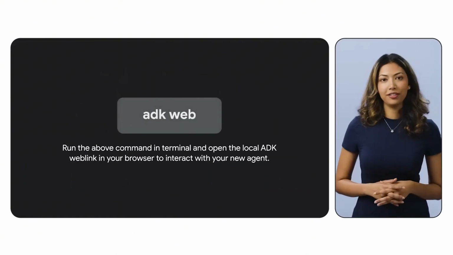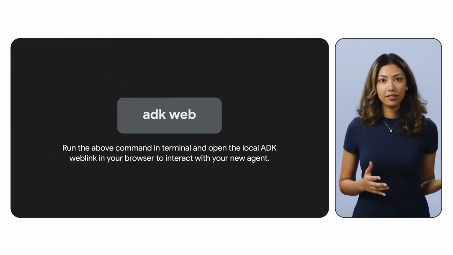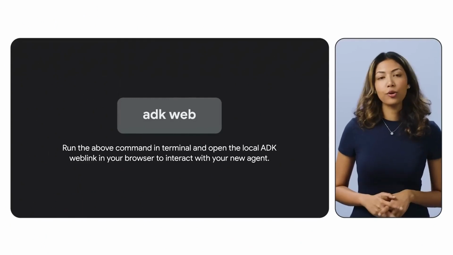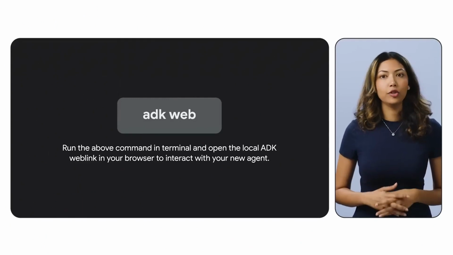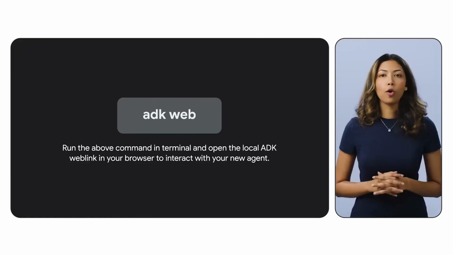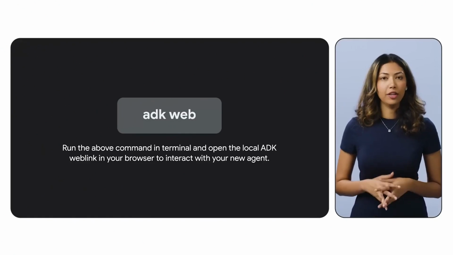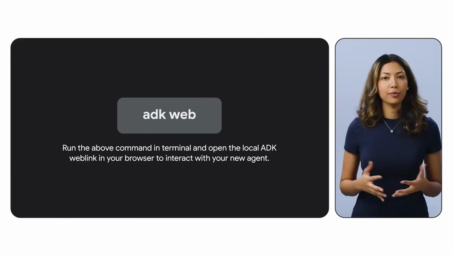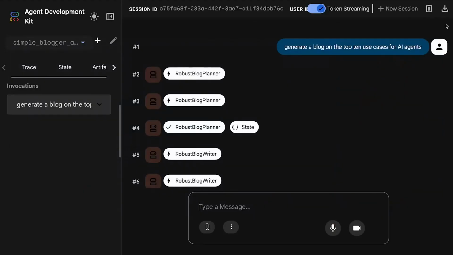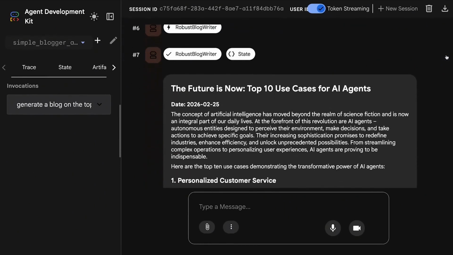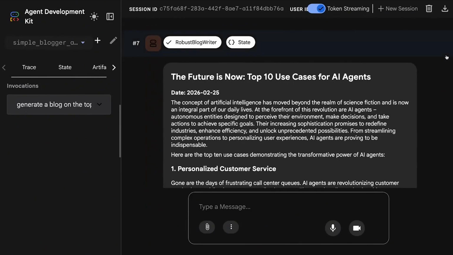Head into your terminal and launch it using this command with ADK Web, so you can view everything inside a simple UI. Once that's running, open the local ADK Web link in your browser and start interacting with the agent directly. To kick things off, I'm going to ask it to generate a blog on the top 10 use cases for AI agents. Let's see how it plans, writes, and delivers the results. Your sub-agents will then work together to create a blog post.